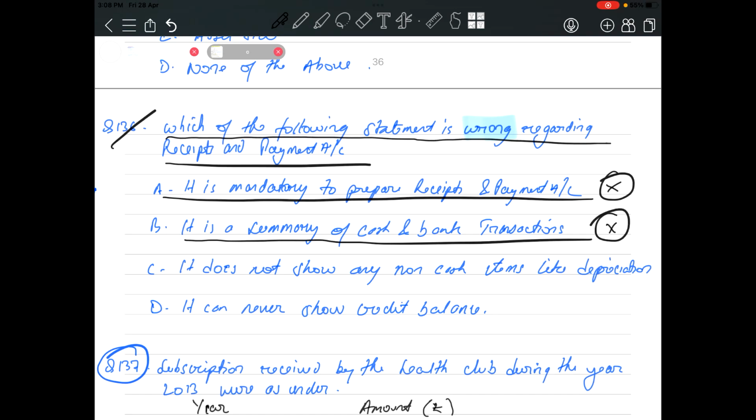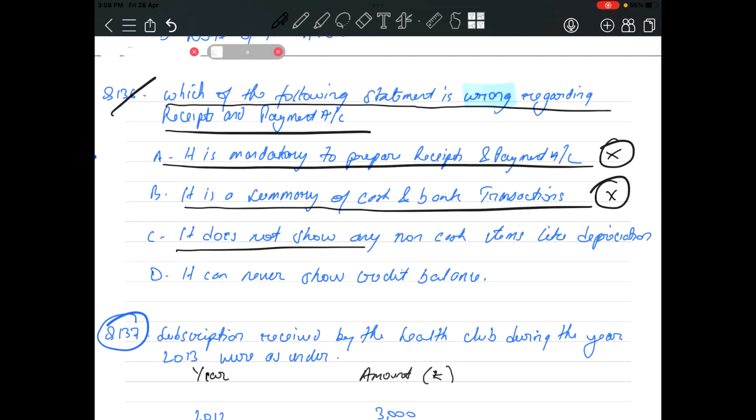So this is also not the required answer. Point number C, it does not show any non-cash items like depreciation. Yes, because receipt and payment account is an actual cash account, it will show actual cash receipts and payments, right? So depreciation is non-cash, so this is the right statement, okay.